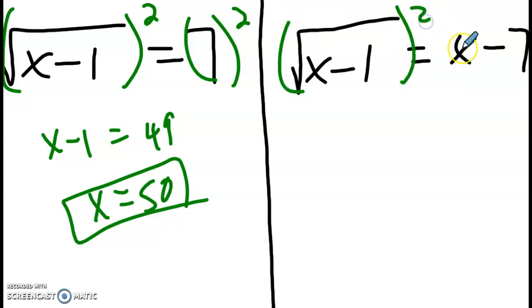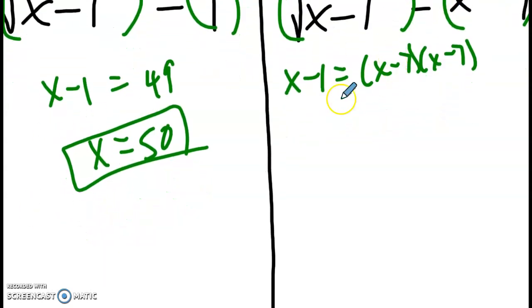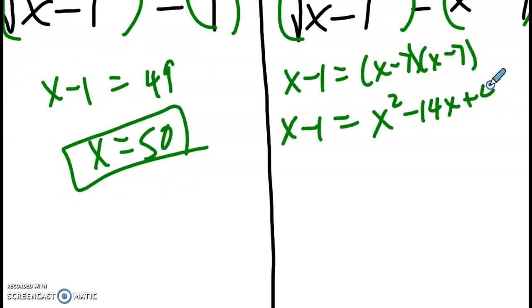The difference with this next one, of course, is that I just have to remember sometimes people don't square the whole side. They just square each little piece. You have to square this entire side. So I get x minus 1 equals x minus 7 times x minus 7. Most people will just write x squared minus 49 or x squared plus 49. You have to square the entire side, which gives you x squared minus 14x plus 49. Okay?